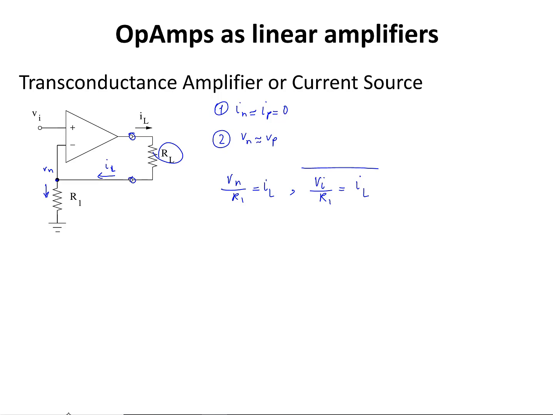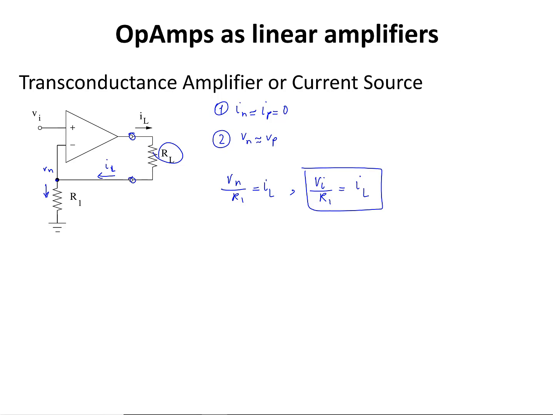As a result, it's a transconductance amplifier, and it also operates as a current source because IL is going to be a fixed value that is independent of the load resistance value. One terminal of the load is connected to the output of the op-amp, and the other terminal is not connected to the ground, rather it's connected to the resistor R1 and the inverting terminal of the op-amp.